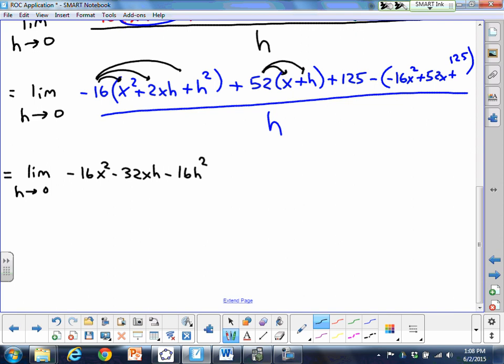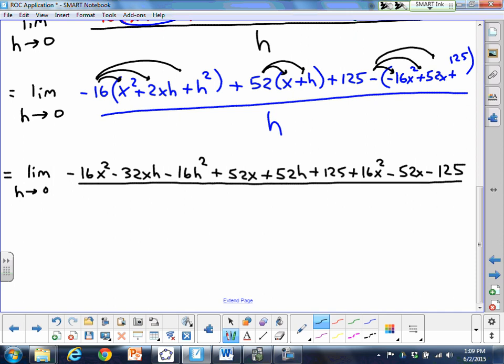Okay, we can distribute the 52 to both of those, so plus 52x plus 52h plus 125, and then distribute this minus to everything as well. So that would be a plus 16x squared, a minus 52x, and a minus 125. Okay, again, all still over h.